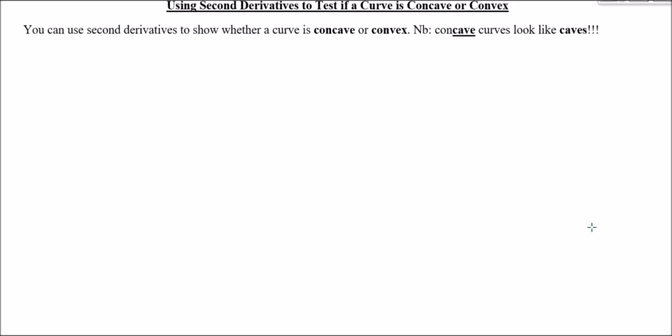Now, as silly as it sounds, concave means they look like caves. And thank you to Mr. Brockway for reminding me of this. I think it's a very silly explanation, but I mean that in the nicest possible way. Silly sticks in my head.